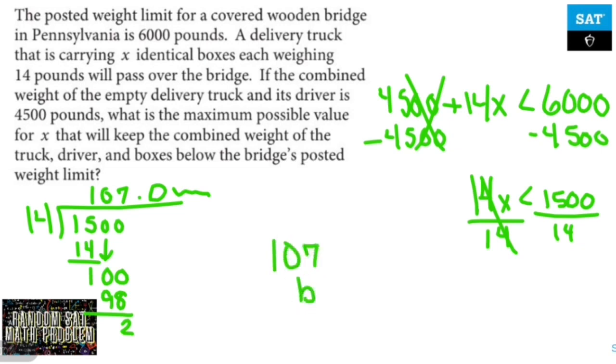Now, if you're wondering, what about the decimal? Well, there is no decimal because we're not going to take 1/10 of a box and cut a box up and try to carry it over a bridge, especially if it says we can't even hit 6,000. So just to be on the safe side, 107 boxes will do the job. X has got to be less than 107 point something, which means 107 boxes will do the job.